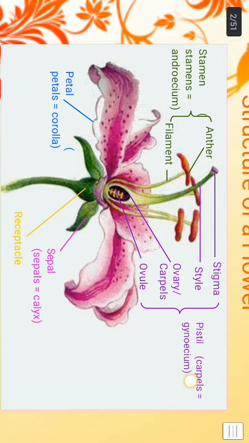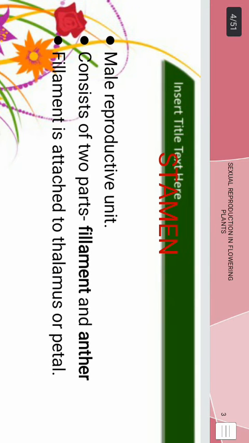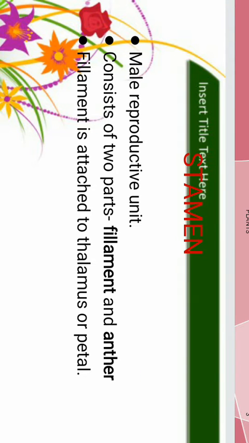Third whorl is called the androecium. It is made up of stamen. It is the male reproductive part. It has 2 parts, filament and an anther. The proximal part of the filament is either attached to the thalamus or to the petal. Filament is the stalk-like structure.